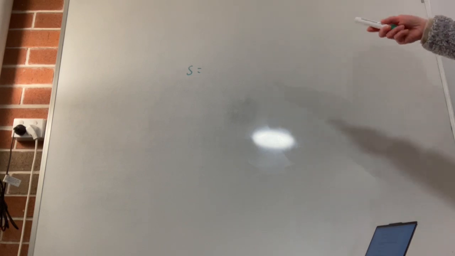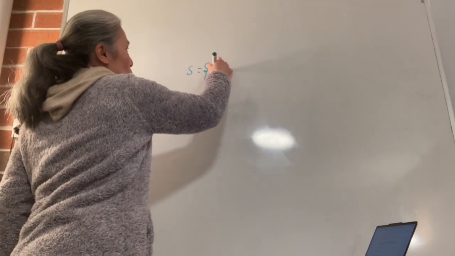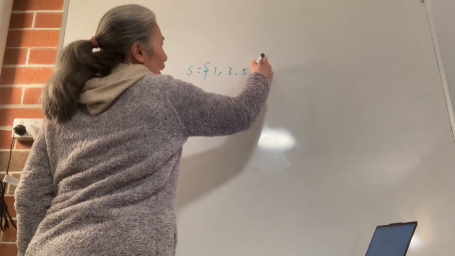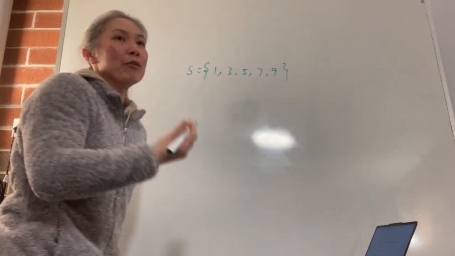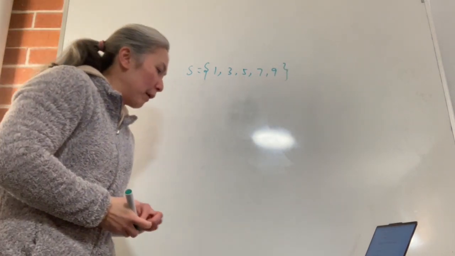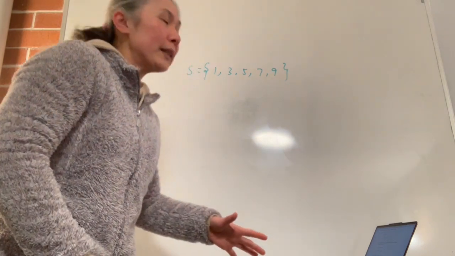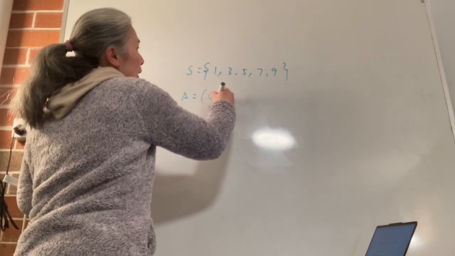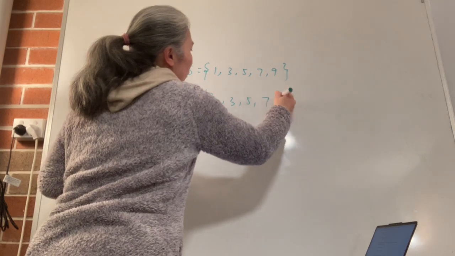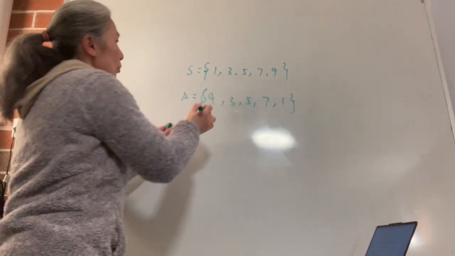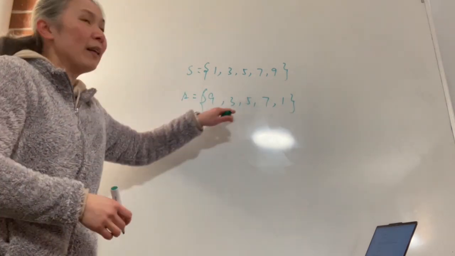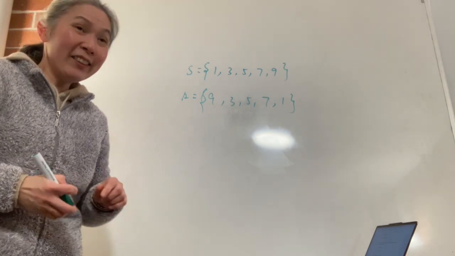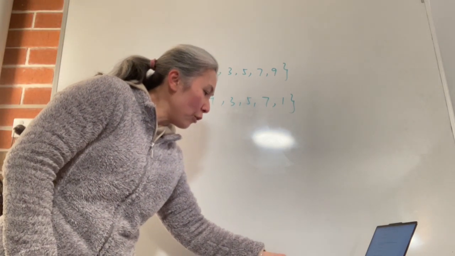Okay, so S is odd numbers less than 10. So you are going to have it as 1, 3, 5, 7, and 9. That's how you write it, just in the curly bracket. And then the equal set means I have another set called A, which is 9, 3, 5, 7, 1. These two sets are equal because they have the same items inside. All good?